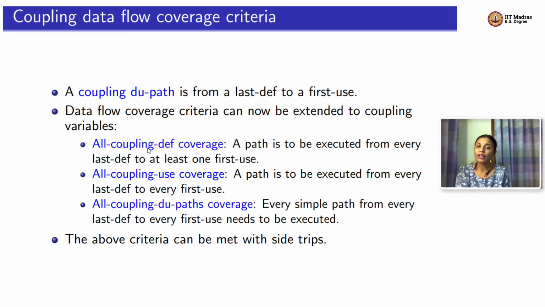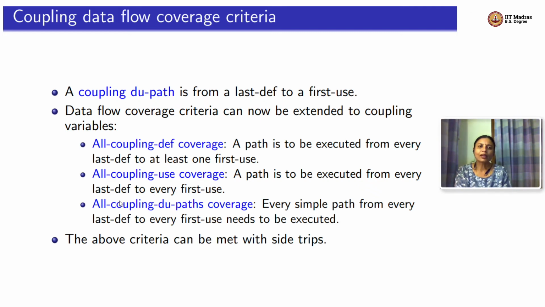So remember, we had all definitions coverage, all uses coverage, and all DU paths coverage last week in data flow coverage criteria. We're going to take the same thing and now we say all coupling variables definitions coverage. That is, a path is to be executed from every last definition to at least one first use. The next is all coupling use coverage. A path is to be executed from every last definition to every first use.